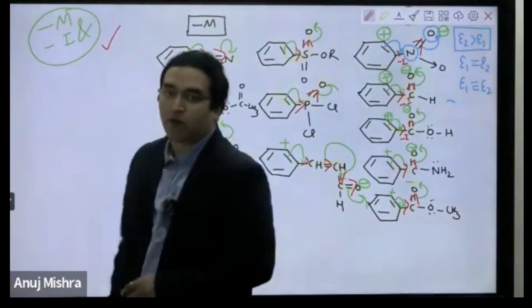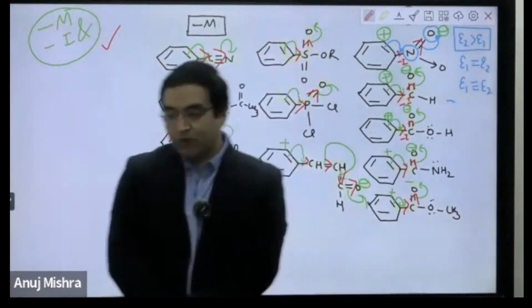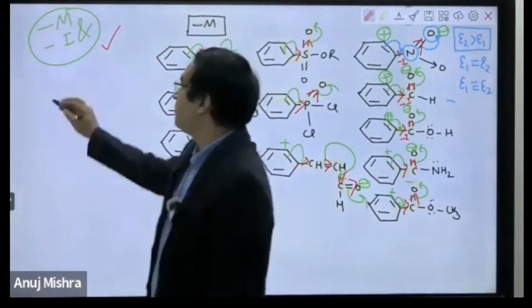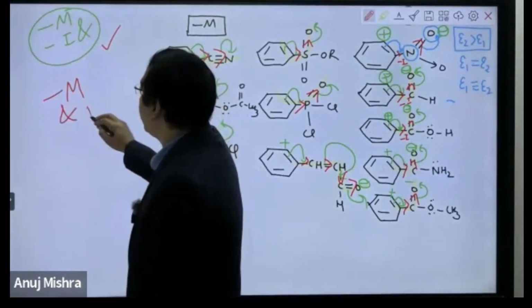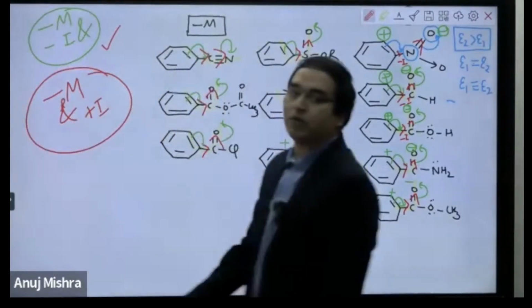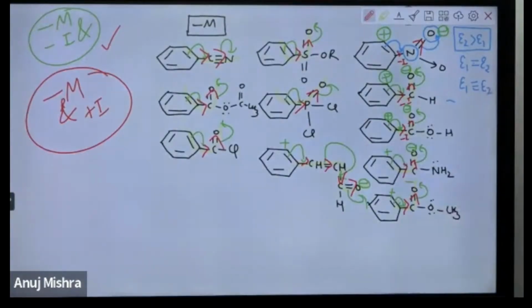So my next question, you can guess. What will be the next question? Minus M plus I group. Is there any group which is minus M but also becomes plus I? Now tell me. Yes Shyam. Yeah, but that's not what I'm asking. So can there be a group which has both minus M as well as plus I?